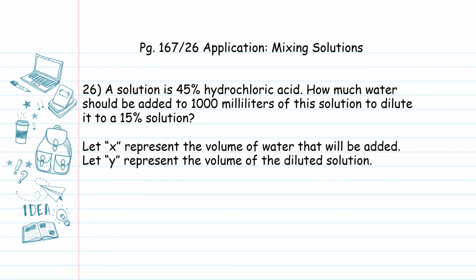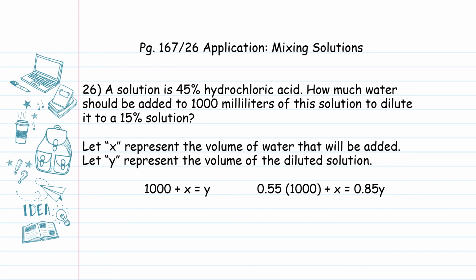So first we need to identify our variables. So we're going to use X to represent the volume of water that will be added to our 1,000 milliliter solution. And we're going to let Y represent the volume of the diluted solution in total. So the two equations that we're going to use to solve this problem will be 1,000, which is our original solution volume, plus X is equal to Y. That's our first equation. So that's just going to tell us how much we need to add to get to our total diluted solution.